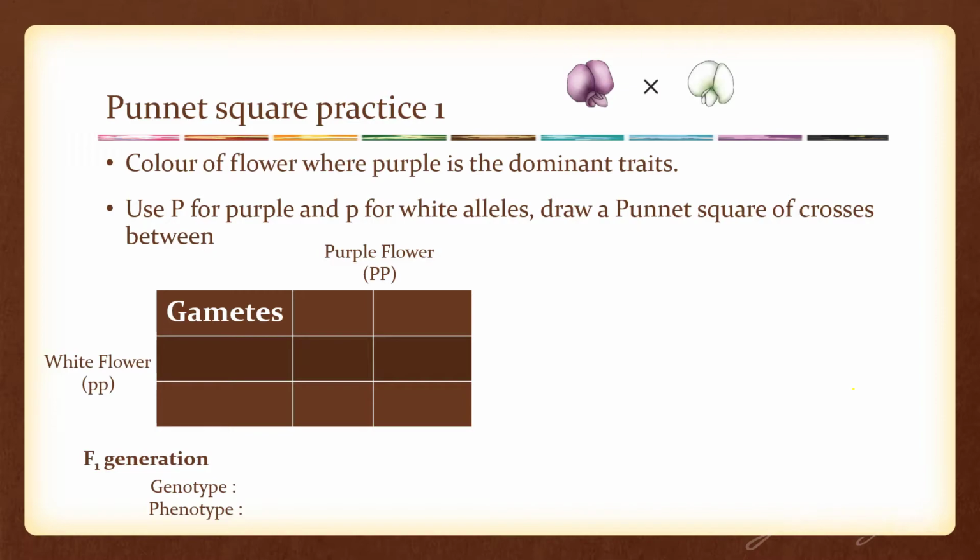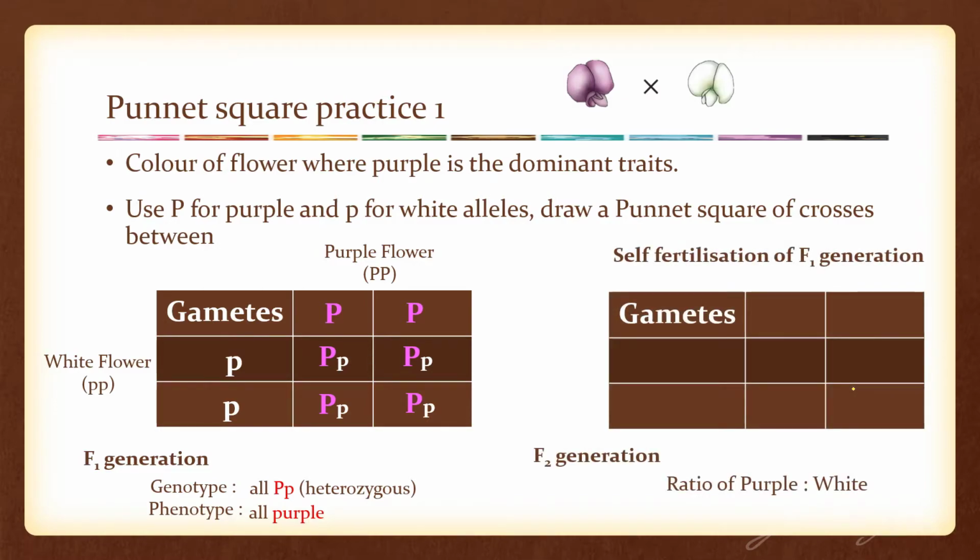Now, I trust that you have attempted the Punnett square. So let us check the answer. So your answer should be like this. Please check. It is very similar to the previous example that I have demonstrated. The genotype will be all big P and small p, heterozygous, and the phenotype is all of them will be purple color flower. Next, I would like all of you to try a cross of the self-fertilization of the F1 generation. The genotype is big P and small p. So pause the video and give it a shot.